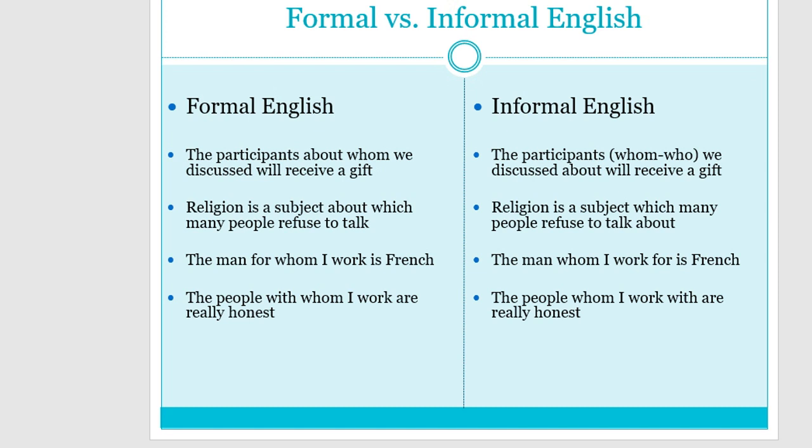We have formal and informal English. When we talk about formal English, we have to put the preposition before the relative pronoun. Why? Because that's how formal English is written. So make sure that if there is a preposition, you don't put it at the end or after the relative pronoun. Like here in the second example, religion is a subject about which many people refuse to talk. That's formal. But in informal English, we put about at the end: many people refuse to talk about.